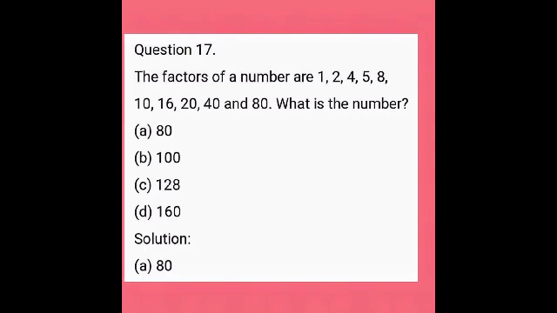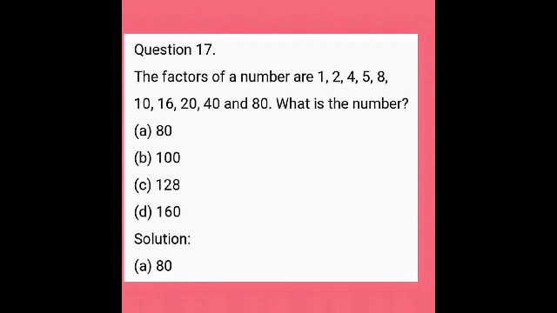And the next question, the factors of a number are 1, 2, 4, 5, 8, 10, 16, 20, 40 and 80. What is the number? Here they give the answer and we want to find the question. I am going to give you a simple method to find it, by multiplying last to first.